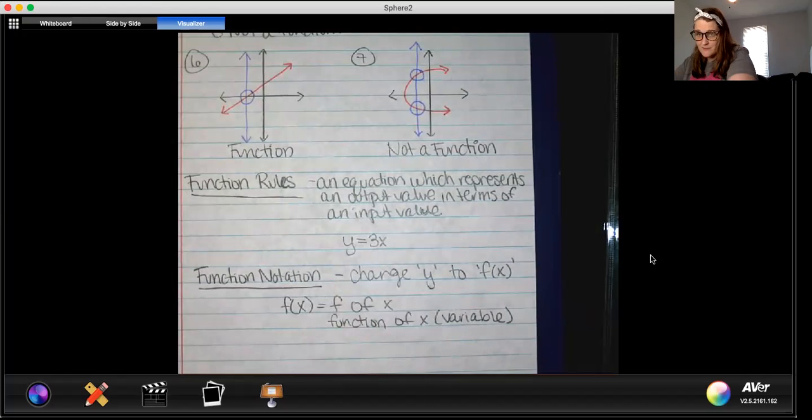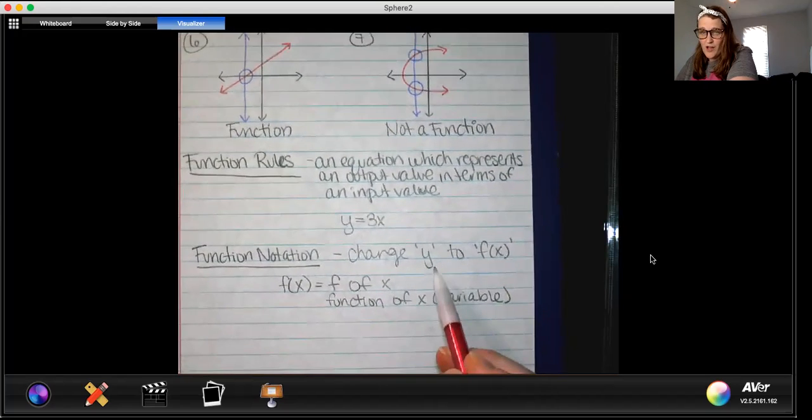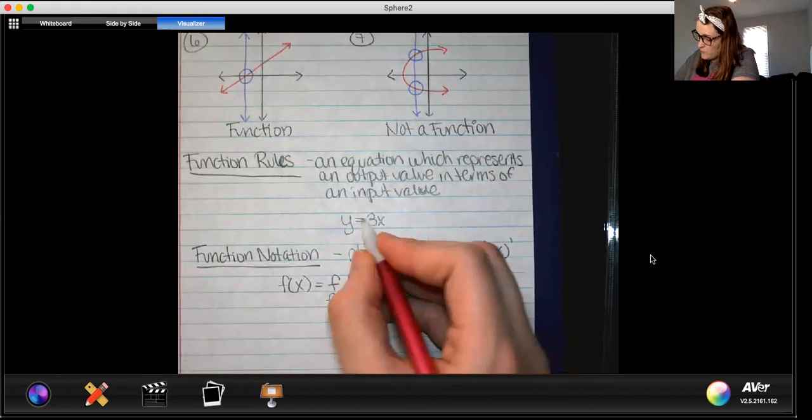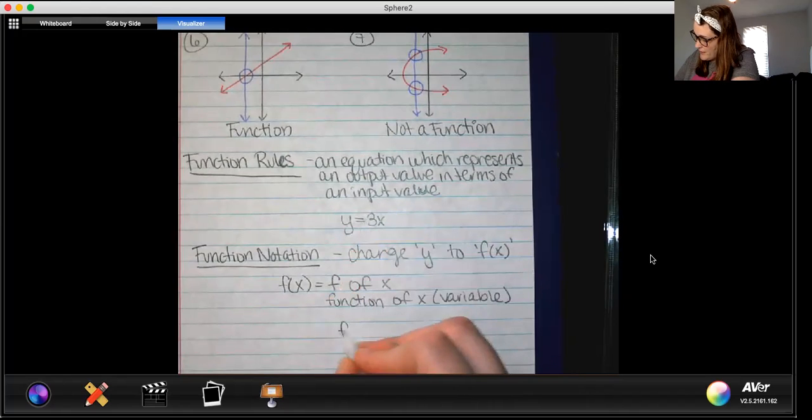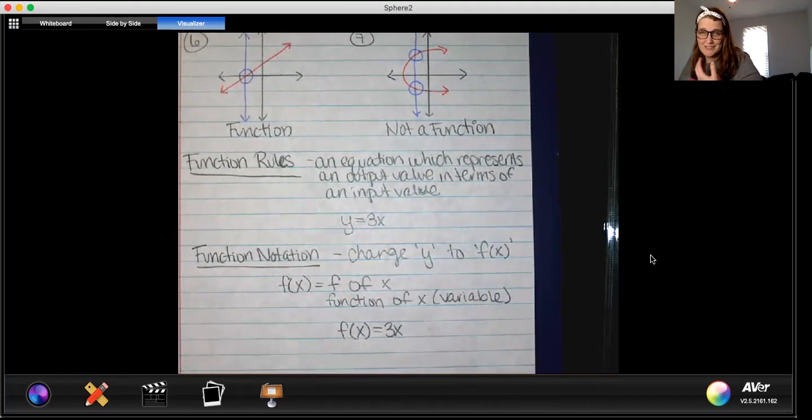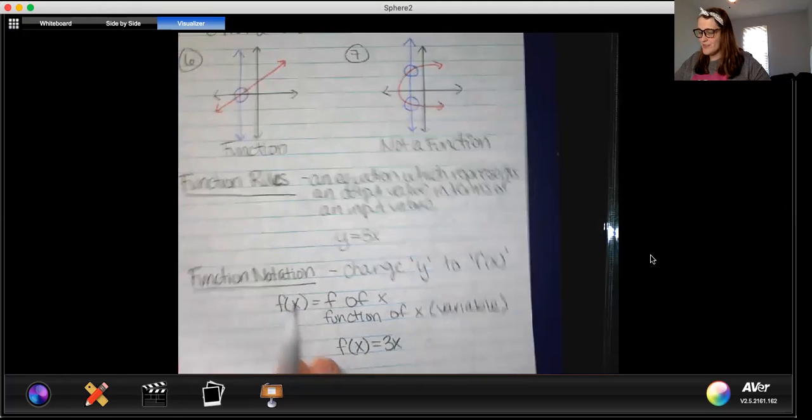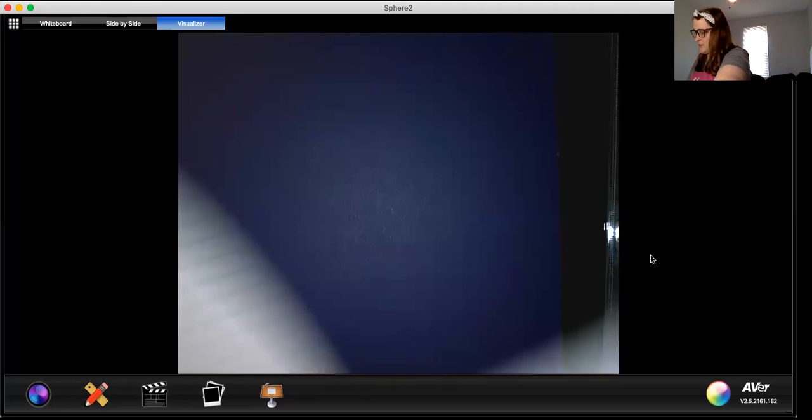So how would I write this function rule in function notation? Again, all I do is change the y to f of x. So instead of y equals 3x, I now have f of x equals 3x, which again means that I have a function of x that equals 3x. Okay? And it's one of those things that it'll get easier as you go. But now we're going to use that knowledge to evaluate function notation.